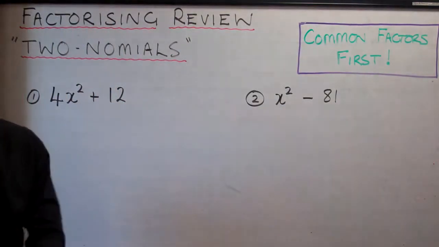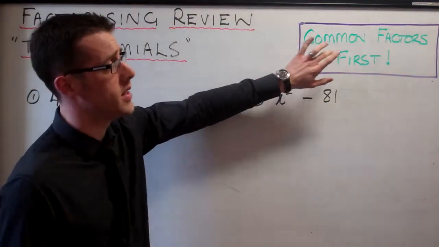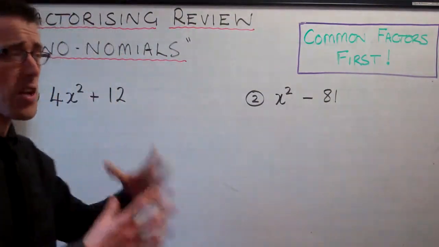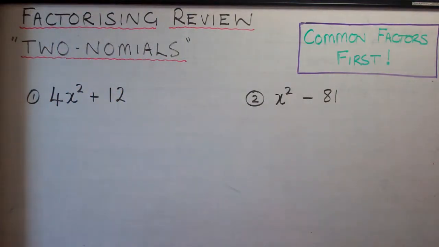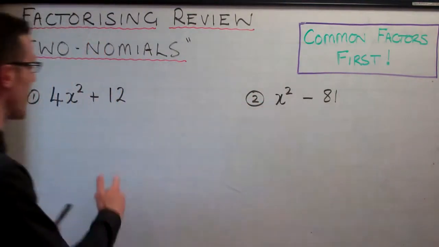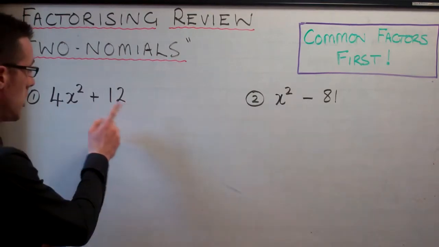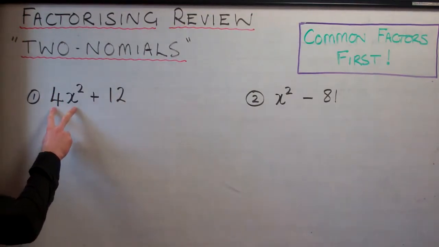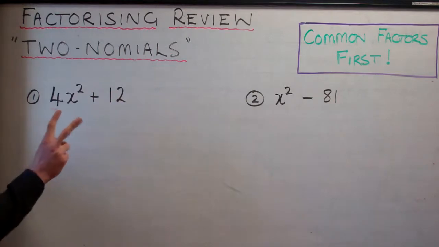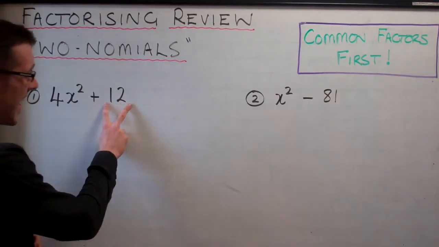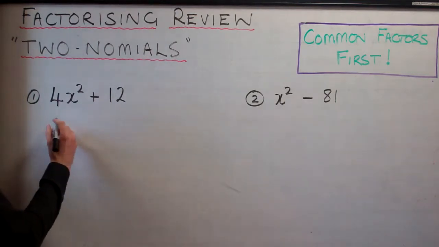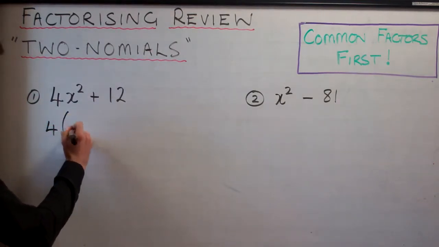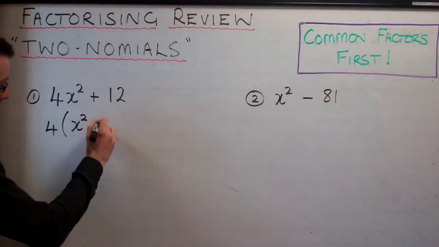Okay, so common factors first. Before you do anything in a factorising question, you have to try to take out common factors, and that's going to catch a lot of little mistakes that you make. If we look for common factors, now remember, a common factor is a number that's going to go into this term and this term. So we're looking for something that goes into 4x squared and into 12. So we take out our common factor, 4, so 4 times x squared plus.